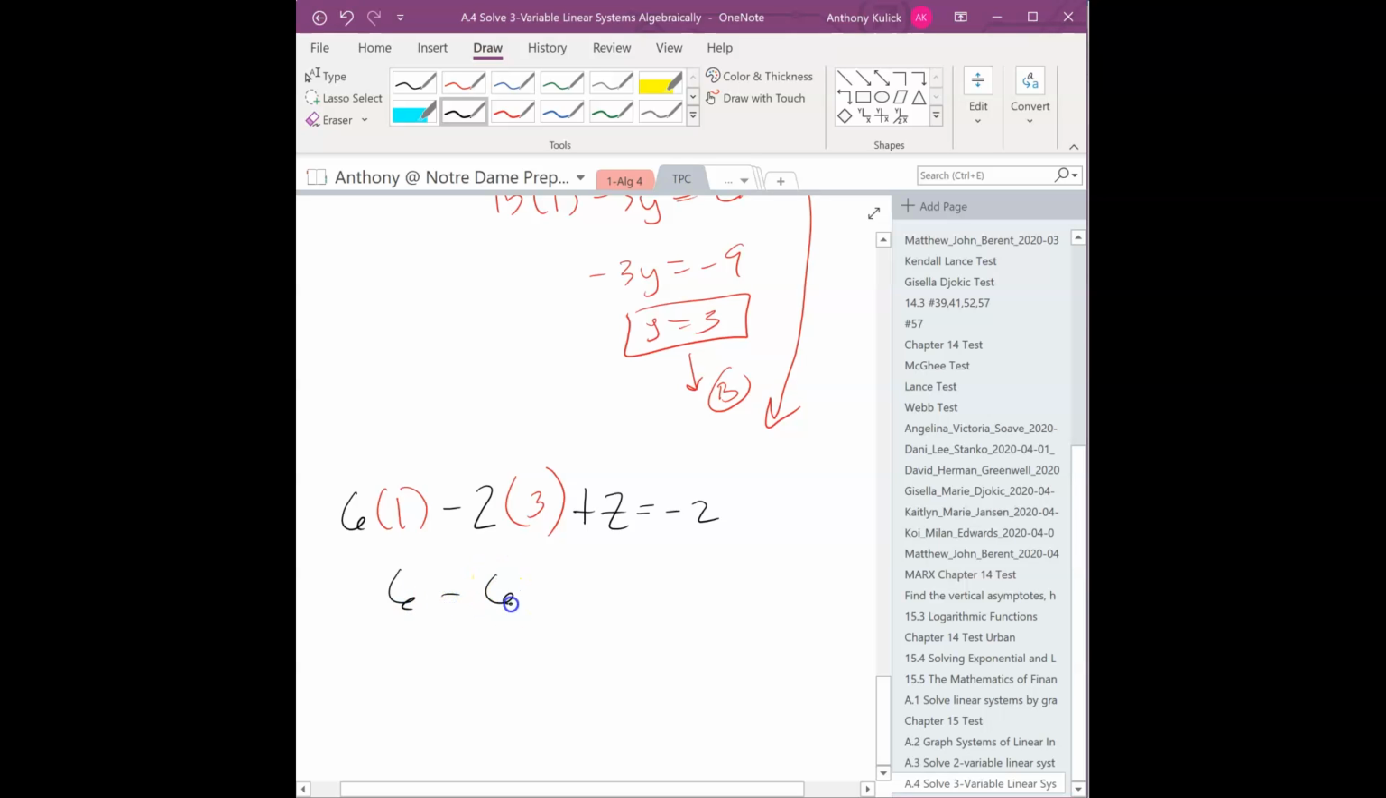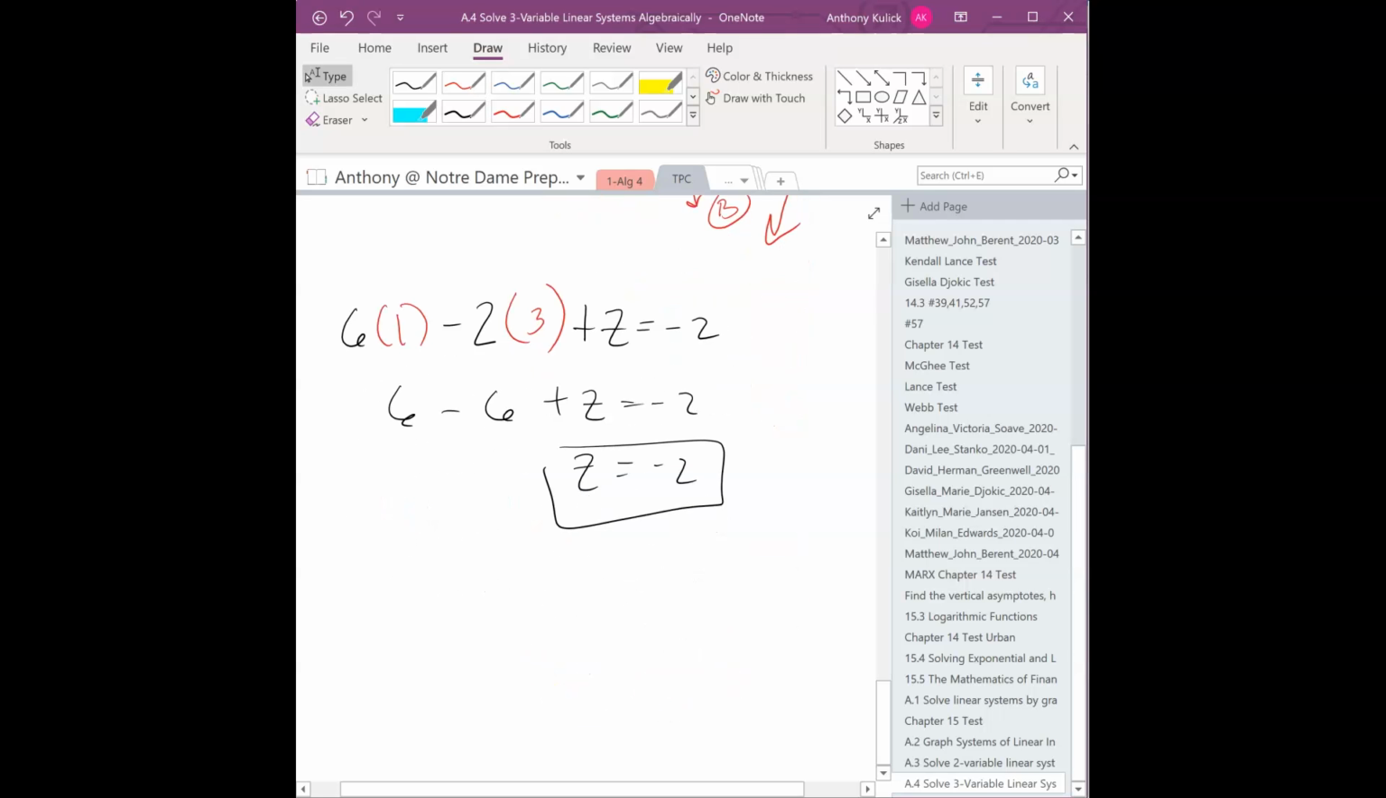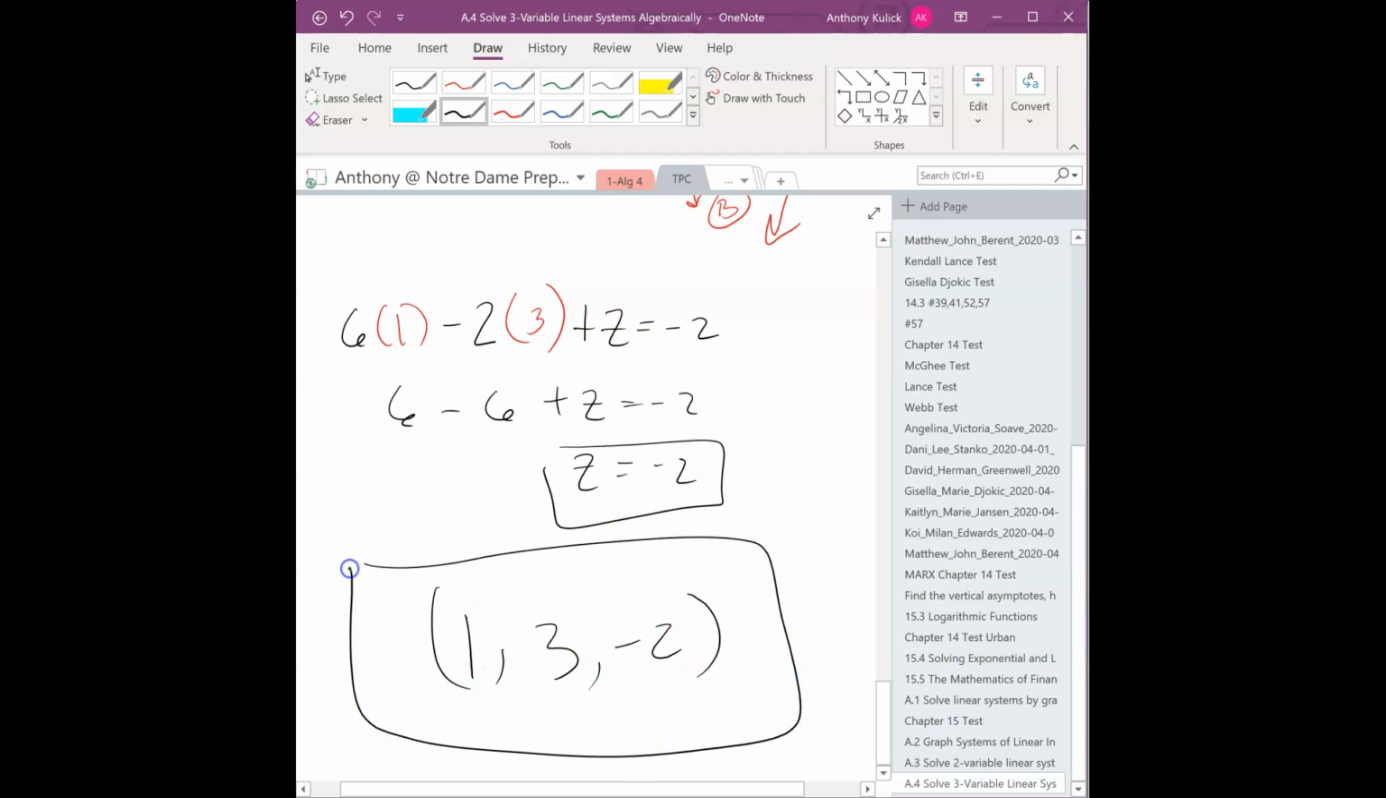So 6 minus 6 plus z is equal to negative 2. If I combine my like terms here, 6 and negative 6 is 0. So I'm just left with z equals negative 2. So that gives me my solution, x, y, z. Again, we usually write it as an ordered triple like that.